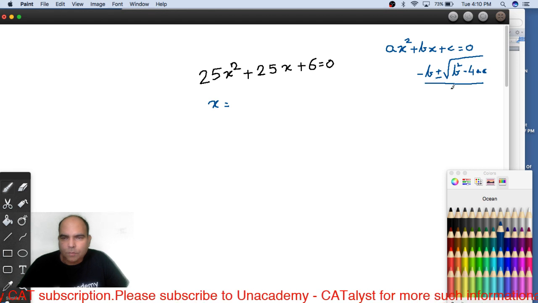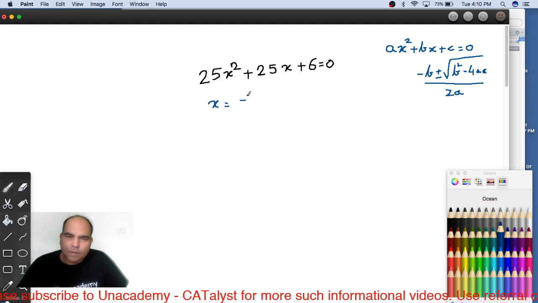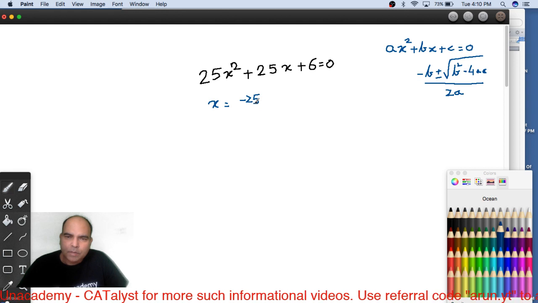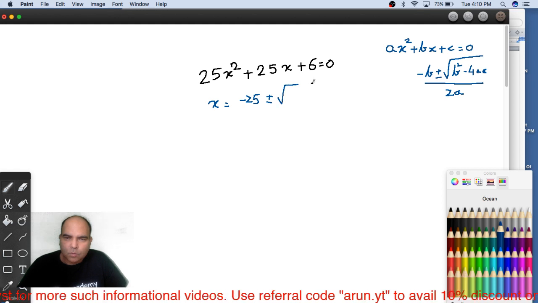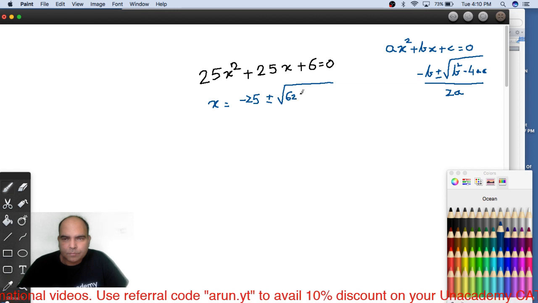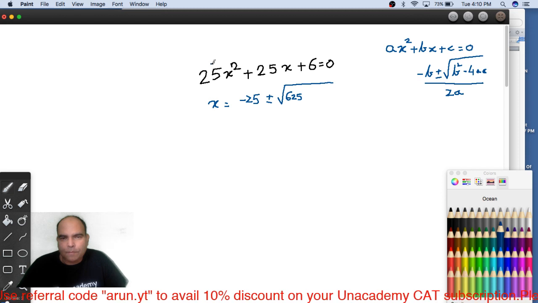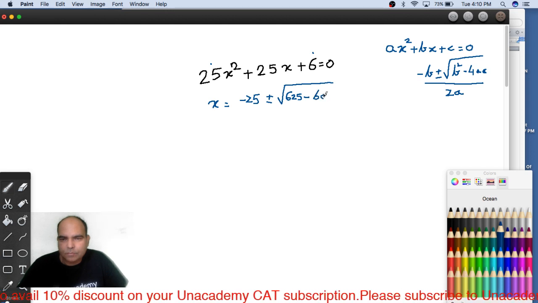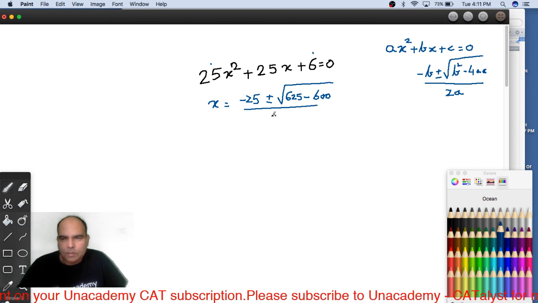So this is the formula for the roots of a quadratic equation which you have to use here in this question. So the value of x will be minus b plus minus under root b square is 625 minus 4ac, 4 times 2500 and 6 is 600, so minus 600 upon 2a, which is upon 50.